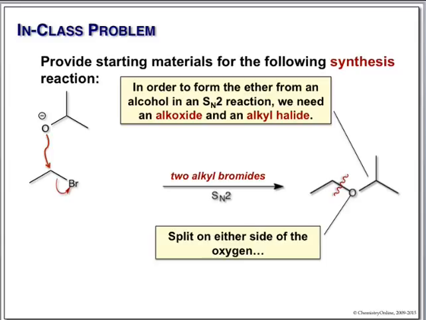If we now split at the other side, then the alkoxide was this half, so this is ethoxide. Here we have an isopropyl unit with our leaving group attached, and that should work. Again, simply split on both sides of the oxygen. Any questions?